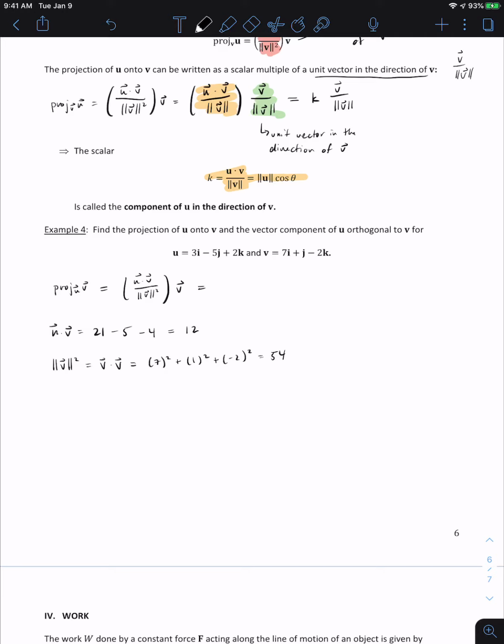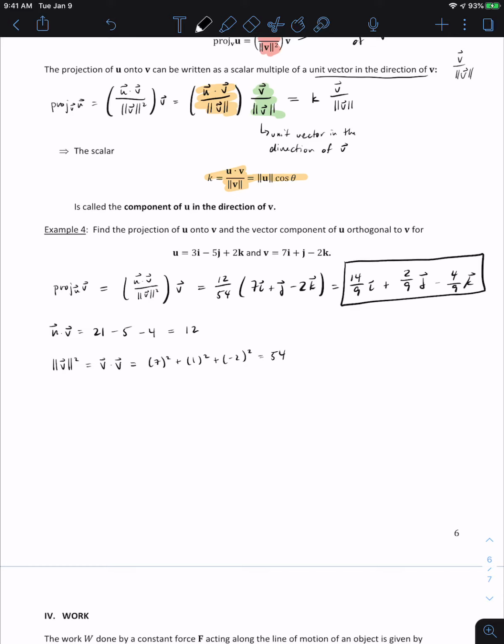So now plugging these values in, I get 12 over 54 times v, which was 7i plus j minus 2k. And then multiplying my scalar throughout, I get 14 over 9i plus 2 over 9j minus 4 over 9k. So that is my projection of u onto v.